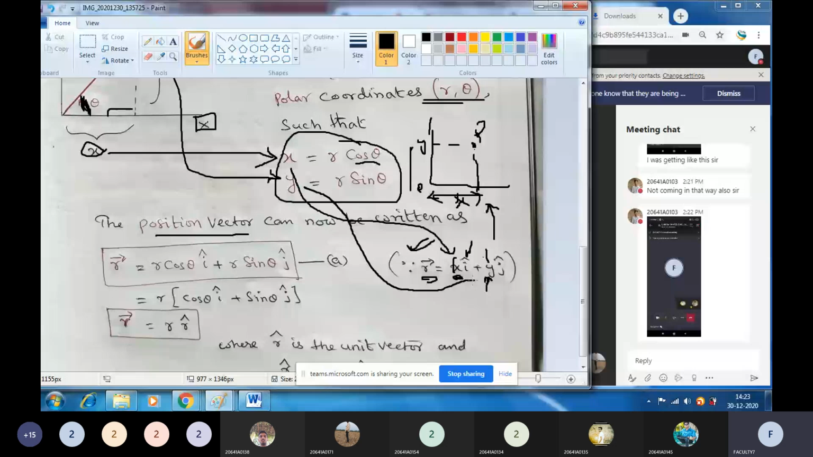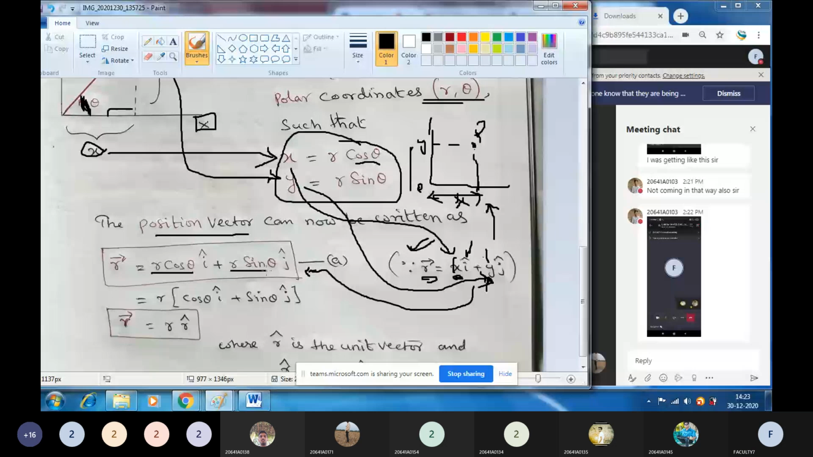Okay, now the equation becomes like this. You will get this equation. Now here the x value is r cos theta, and the y value is r sin theta. From this particular representation, from trigonometry, you are getting this.